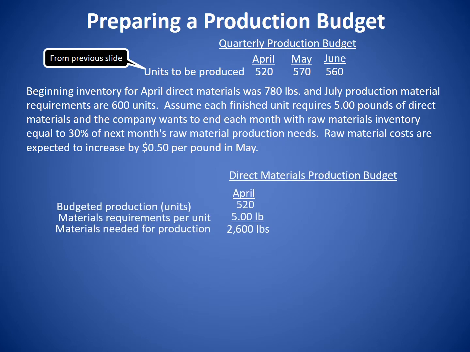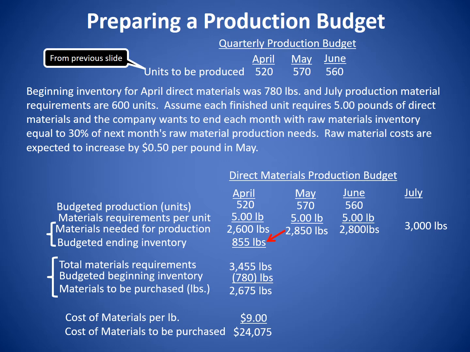So now we're going to calculate our direct materials production budget. We take a look at April. We know our budgeted production in units is 520 units. We also know it requires 5 pounds of materials to make 1 unit. So we multiply 520 units times the 5 pounds of materials, and what we need then is 2,600 pounds of material that is required to produce that month of production. We also do that same calculation for May and June, where we can see the amount of pounds that are going to be required in each month.